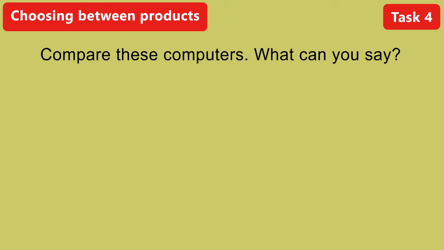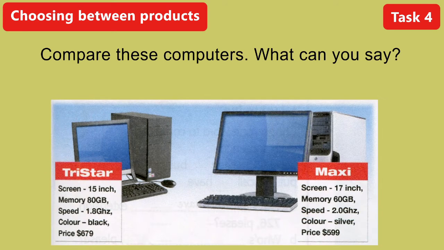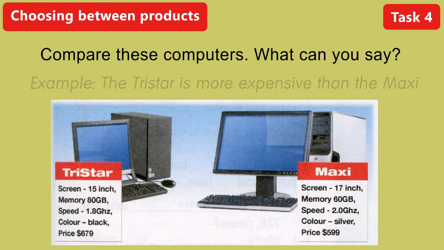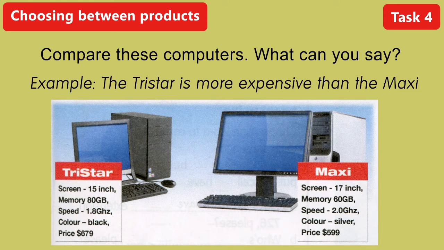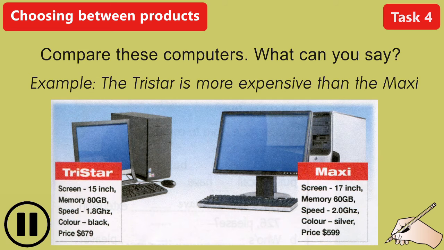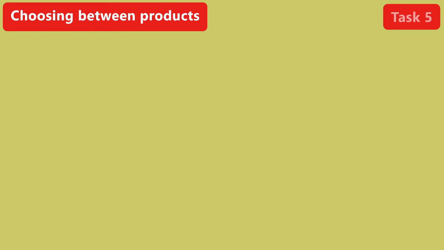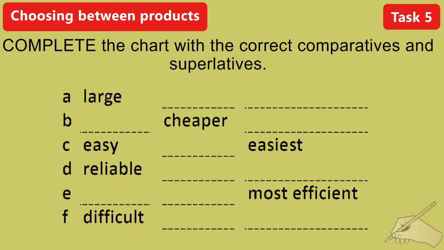Compare these computers. What can you say? Example: the TriStar is more expensive than the Maxi. Complete the chart with the correct comparatives and superlatives.